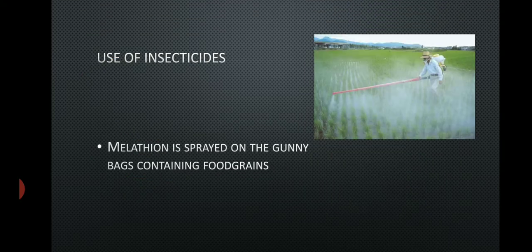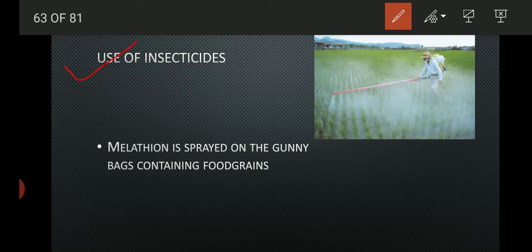Now the next method is the use of insecticides. Malathion is sprayed on the gunny bags containing food grains so as to protect the food.